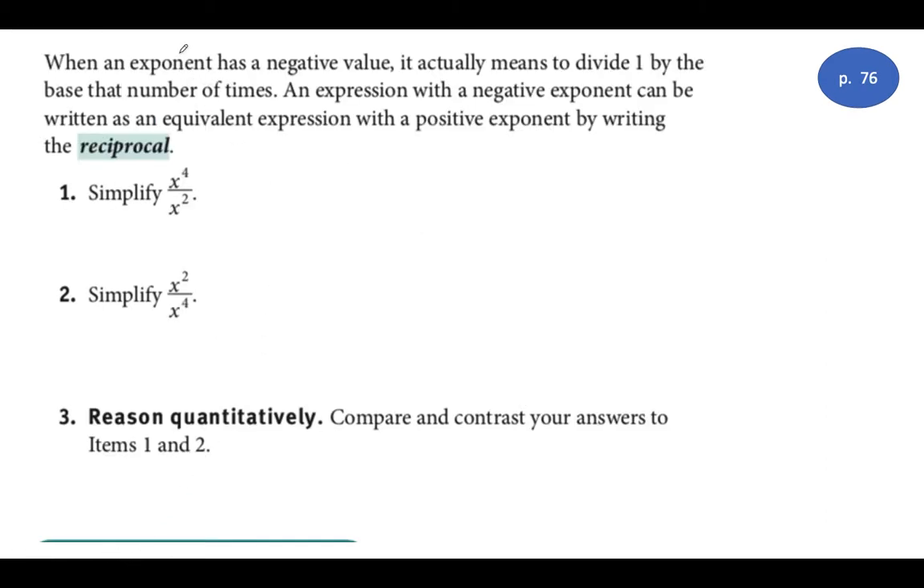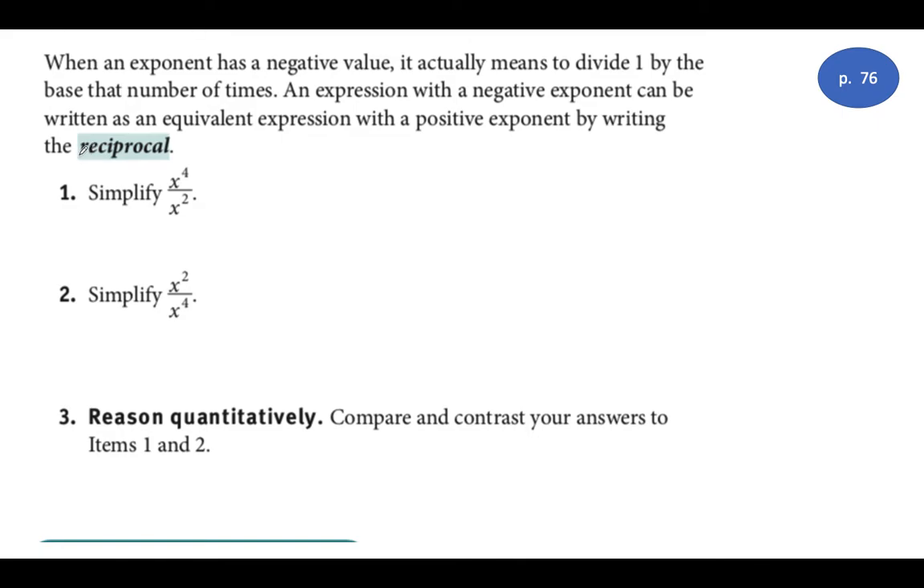All right, when an exponent has a negative value, it usually means to divide 1 by the base of that number, that number of times. So they mean you're dividing instead of multiplying. But this is kind of misleading, because sometimes our negative exponent starts in the denominator, and then instead of dividing, you're multiplying. So let's look at these two examples right here.